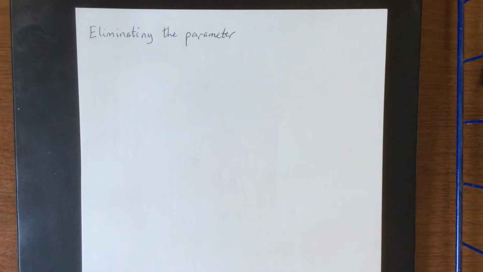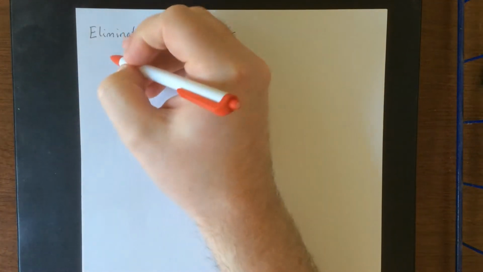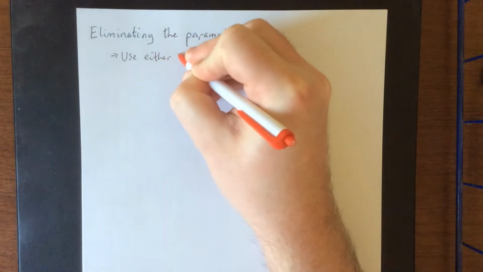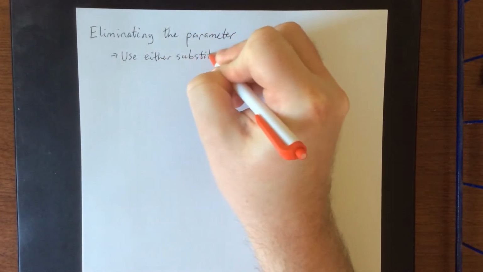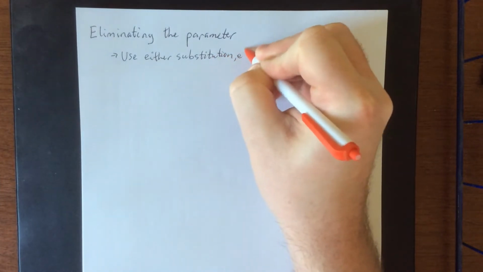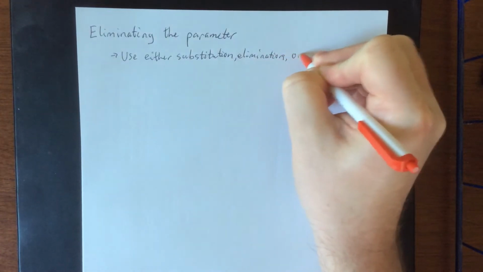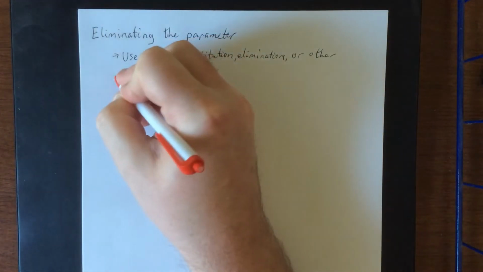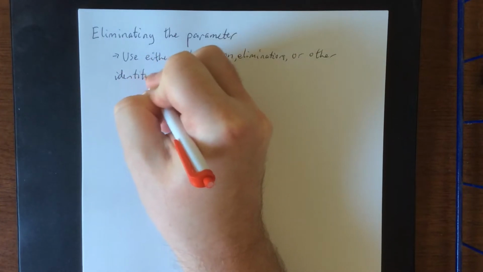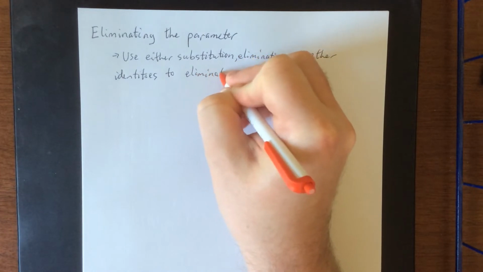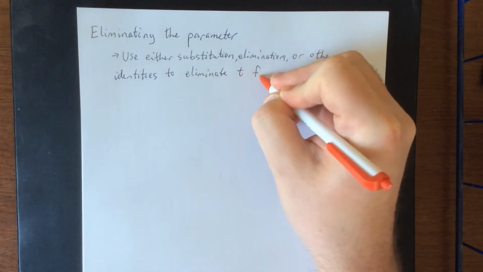In this video, we're going to be introducing the concept of eliminating the parameter. To eliminate the parameter is exactly what the name implies. What we're going to do is use a combination of substitution, elimination, or other identities to eliminate t from our equation.